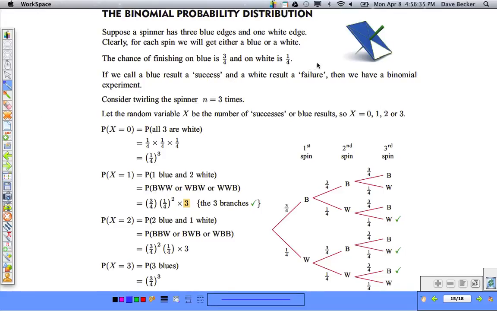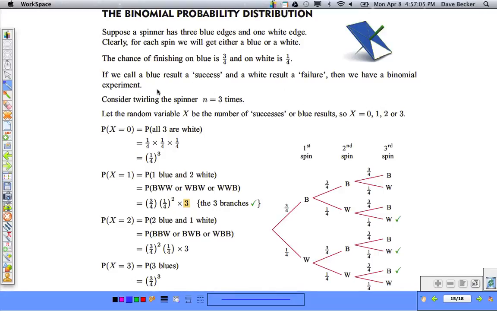It's not that bad. So let's talk about a spinner that has 4 equal sections, 3 blue and 1 white. And we're going to say that the success is spinning a blue. We don't know how many that is yet, but just for argument's sake, we'll say that the success is spinning blue. And so the probability of spinning a blue on this spinner is 3 out of 4, and white is 1 out of 4.